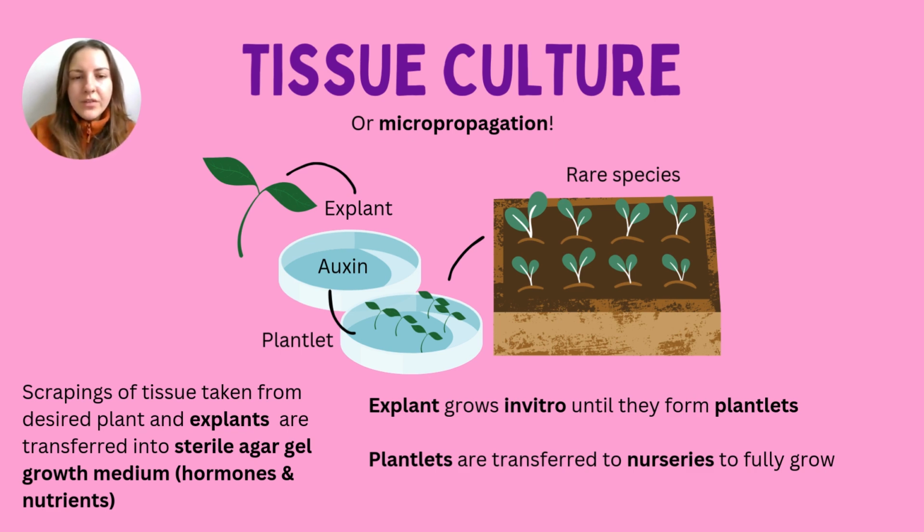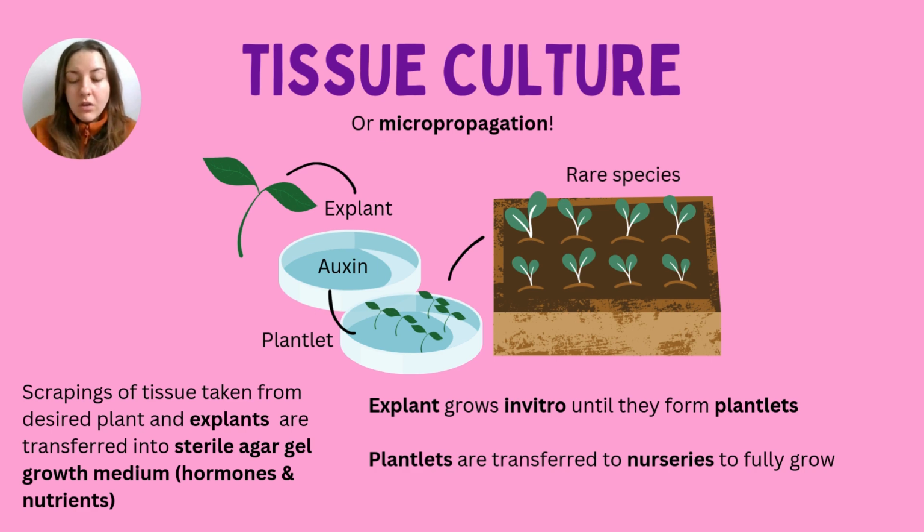So the first step in tissue culture is as follows. Scrapings of the tissue itself from the plant are taken from that desired plant, and explants are transferred into sterile agar gels, which contain a growth medium, which is a mixture of different hormones and nutrients. So before we move on, an explant is just the small section, small tissue taken from the plant, the scrapings of that plant. And some of those hormones that we've discussed before on this channel include auxin.